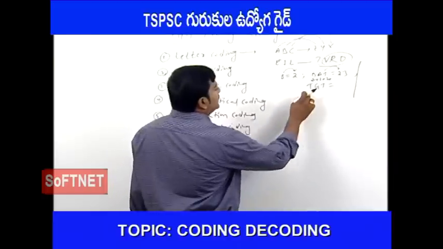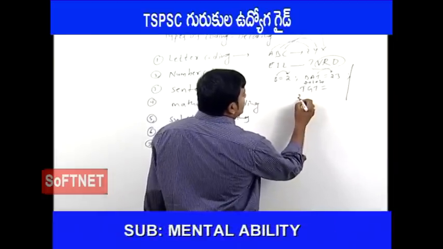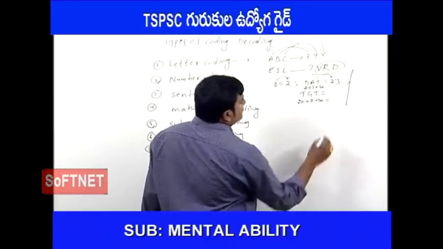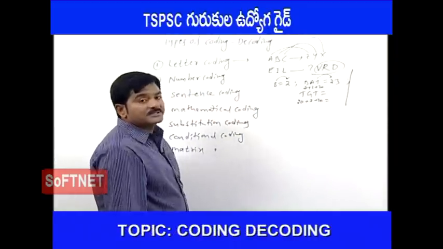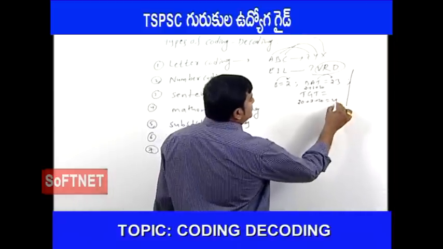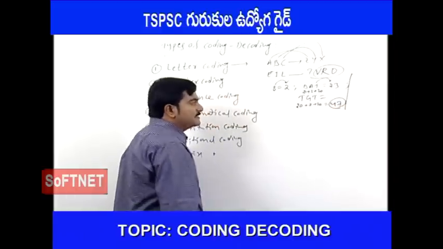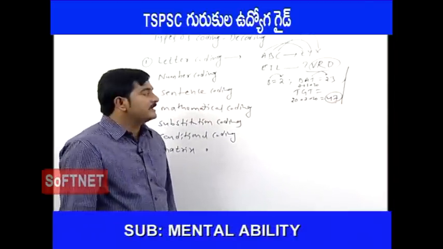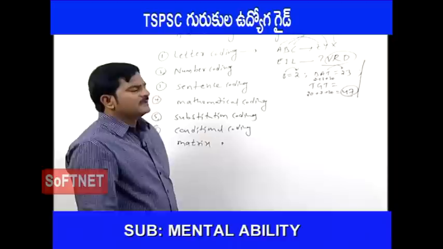Similarly, I need to express TGT. In English alphabets, T means 20, G means 7, again T means 20. 20 plus 7 plus 20, finally how much am I getting? 47. Hence, the code for that word TGT is how much we can say? 47 we can say. Okay, many models.